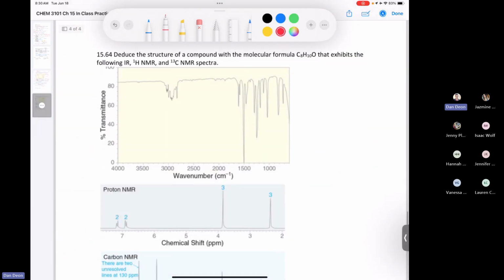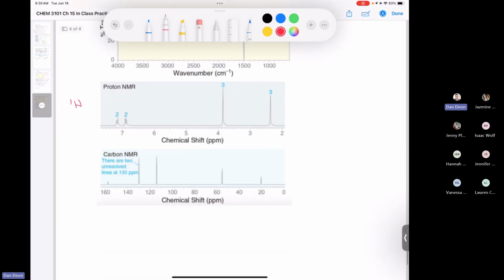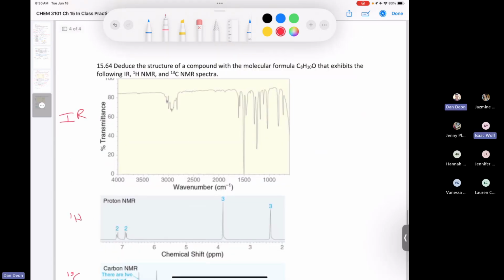So this one says deduce the structure of the compound. They give you a molecular formula, C8H10O. It exhibits this IR, so they give us an IR, a proton, and a carbon-13. As far as low-hanging fruit, let's start with the molecular formula. So we have C8H10O. Did anybody figure out the HDI for this compound? Could anybody tell me what the HDI is?